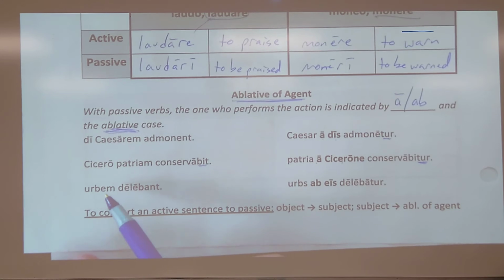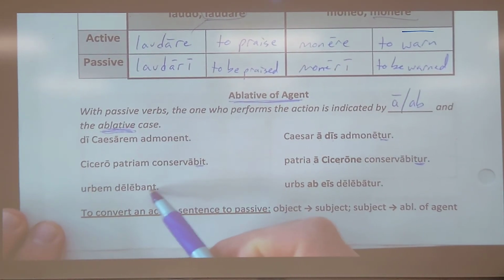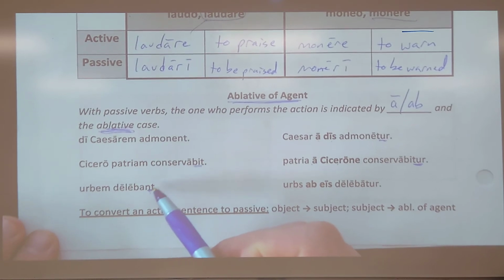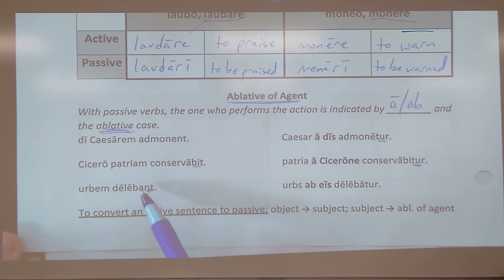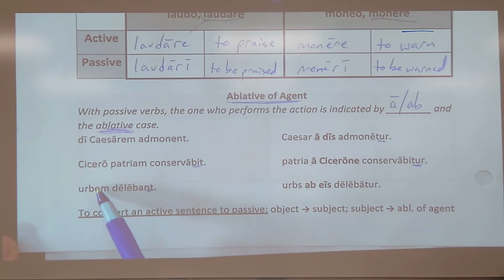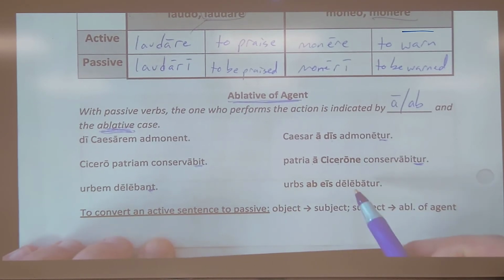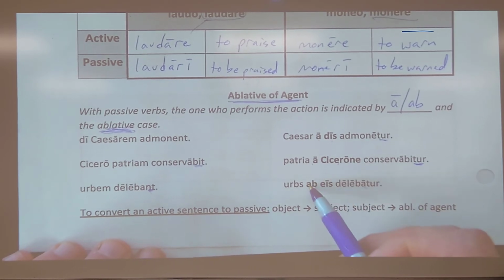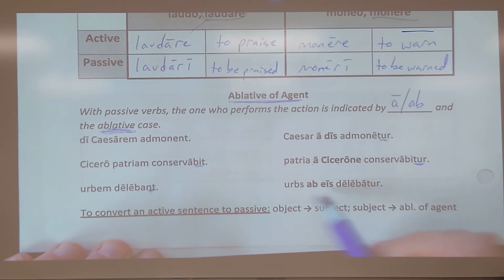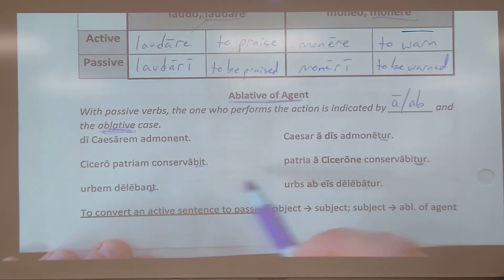And finally, urbem delebant. We don't know who they are, but we know that it's they from the ending. They were destroying the city. Well, let's make it passive. The city was being destroyed ab eis, by them. The city was being destroyed by them. You hear the difference?